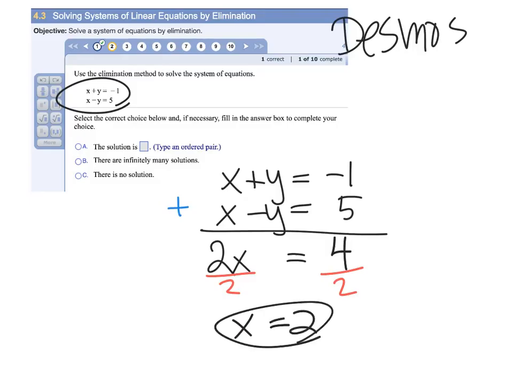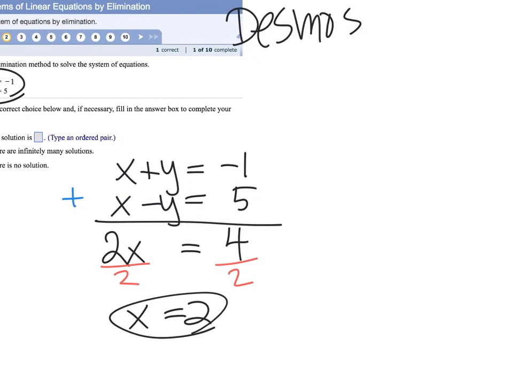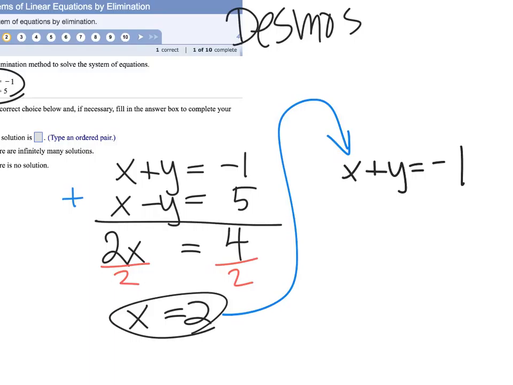So now we know that x equals 2. Now we need to choose any one of these two equations, and it doesn't matter which. So let's choose the first one, x plus y equals -1. I'm going to take that x equaling 2 and substitute it in. So you get 2 plus y equals -1.